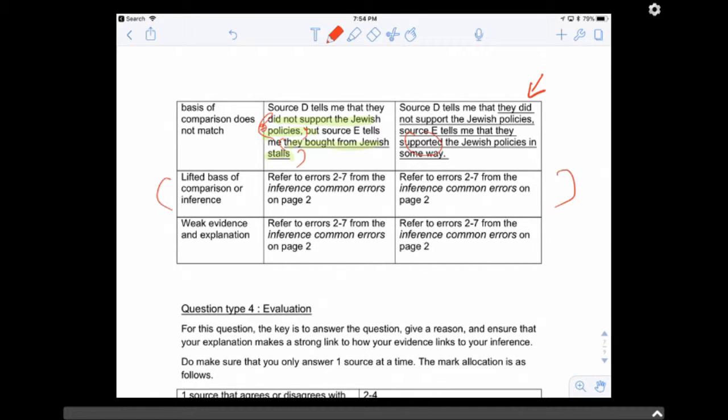Then next, lifted basis of comparison or inference. You just say, for example, talking about. Both sources are talking about the Jews. Okay, this is called making a description. So this is a low level comparison, you will get 1 mark. So do not say talking about this, because it's obvious that they are indeed both talking about the Jews, but what aspect are they talking about?